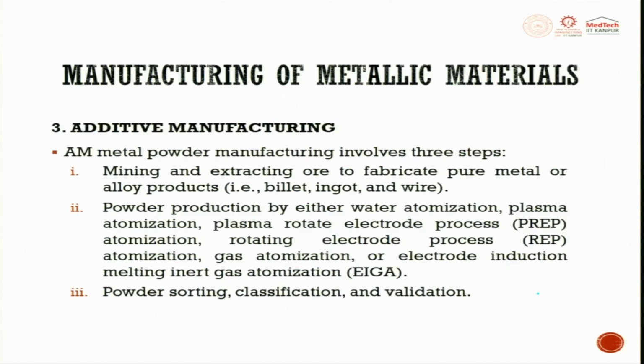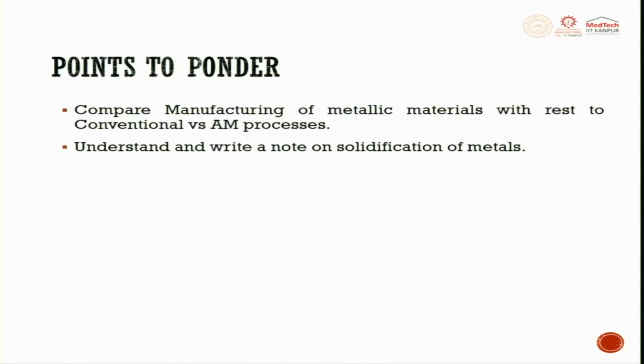So, metal powder additive manufacturing involves 3 steps. We have seen it in detail: mining and extraction, powder forming, and powder sorting, classification and validation. So, in this lecture what we did is we tried to compare conventional processes with additive manufacturing processes.